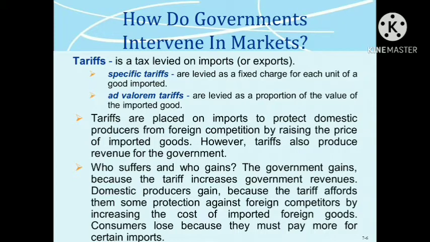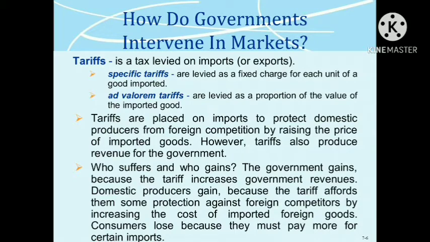In most cases, tariffs are placed on imports to protect domestic producers from foreign competition by raising the price of imported goods. However, tariffs also produce revenue for the government, until the income tax was introduced. For example, in the Philippines, the government received most of its revenues from tariffs.